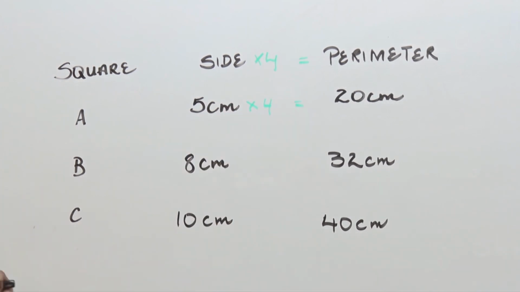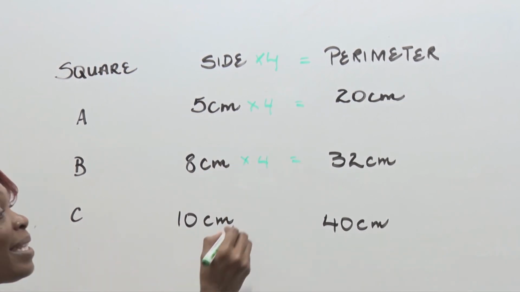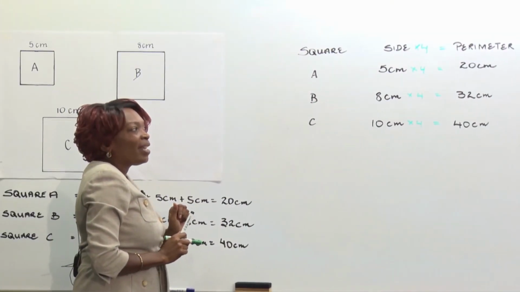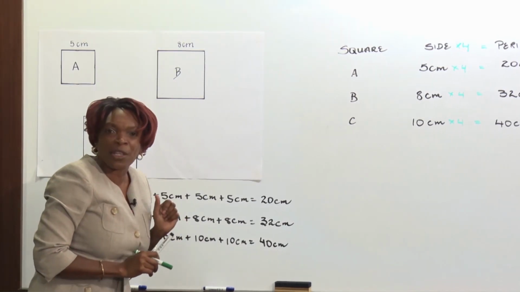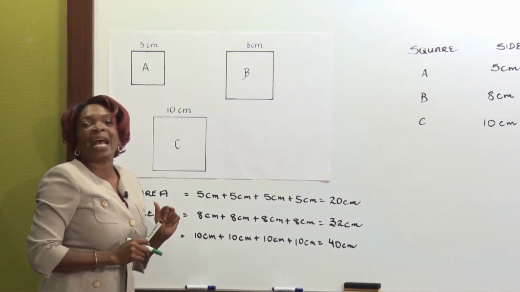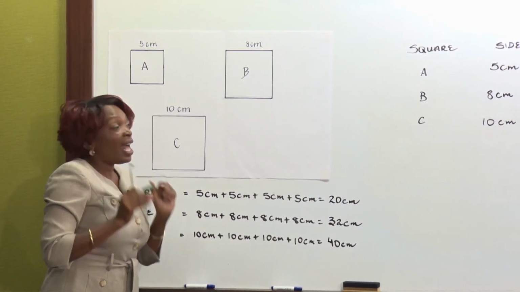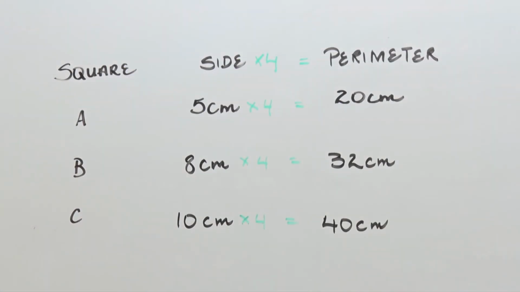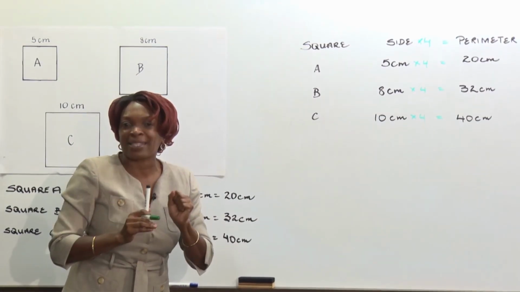20 centimeters. 8 centimeters multiplied by 4 will give us what? 32 centimeters. 10 centimeters multiplied by 4 will give us what? 40 centimeters. So guess what? We are realizing that in order to find the perimeter of a square, we can use 2 methods. What was method 1? On this side here, where we added side, add side, add side, add side. And also we can say side multiplied by 4. Either one is correct. You are free to use either one because you will be correct. Let's write it down now.